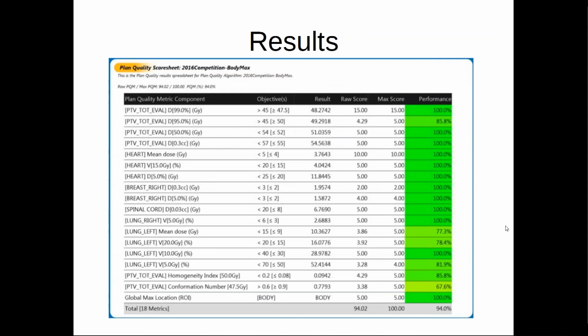Almost all criteria were reached, and the more difficult was the left lung, which was not totally reached, and some conformation about the PTV that can be increased too.